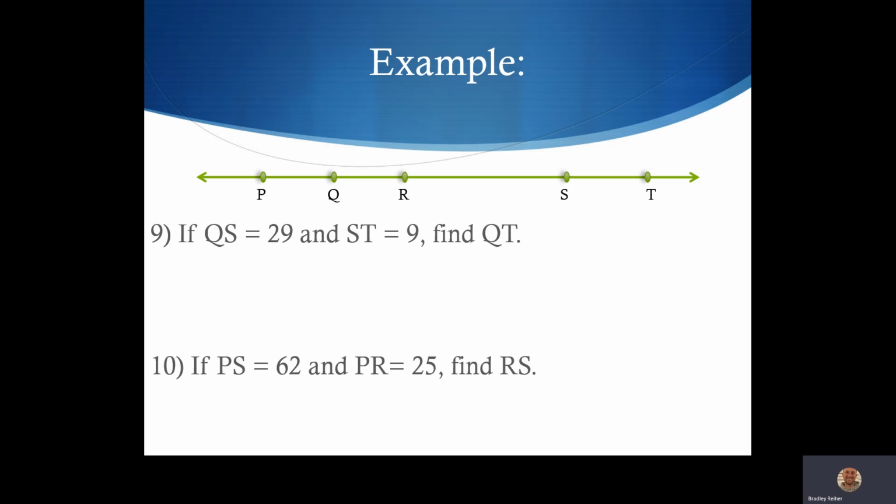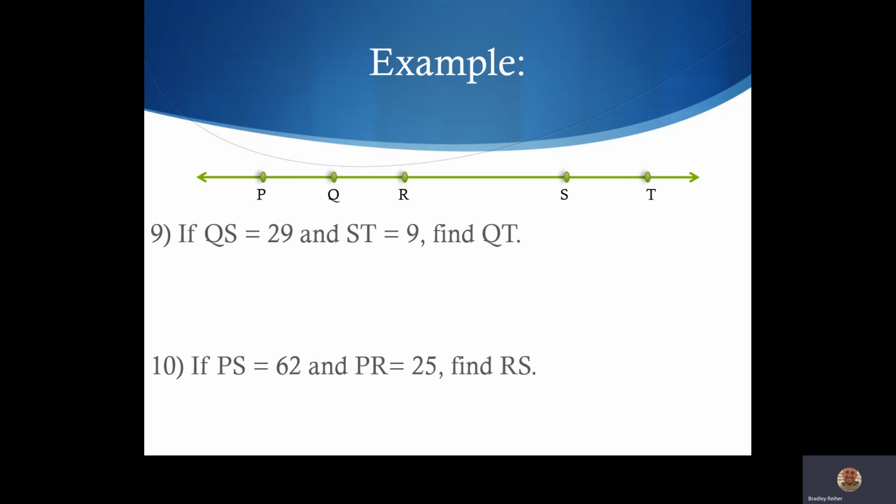Okay, we're going to try some examples. Here's a number line with lots of segments on it. They're going to tell you the length of two segments and ask you to find the length of another segment. Let's read this one, and make sure you understand how to read it. Number nine: if the distance from Q to S is 29 and the distance from S to T is 9, find the distance from Q to T.